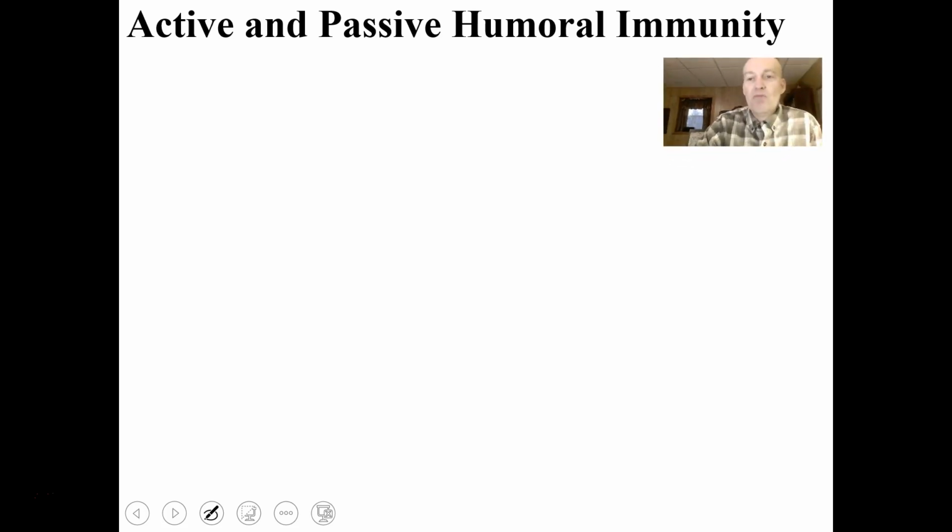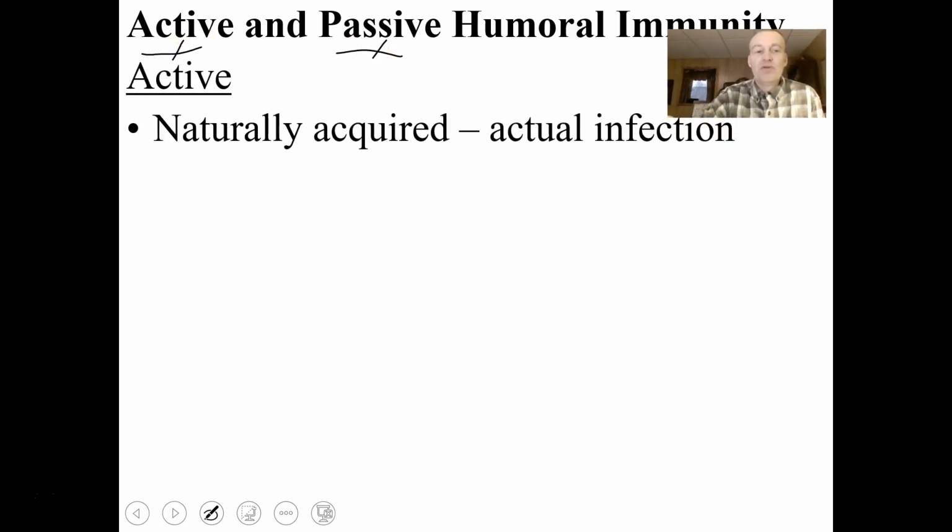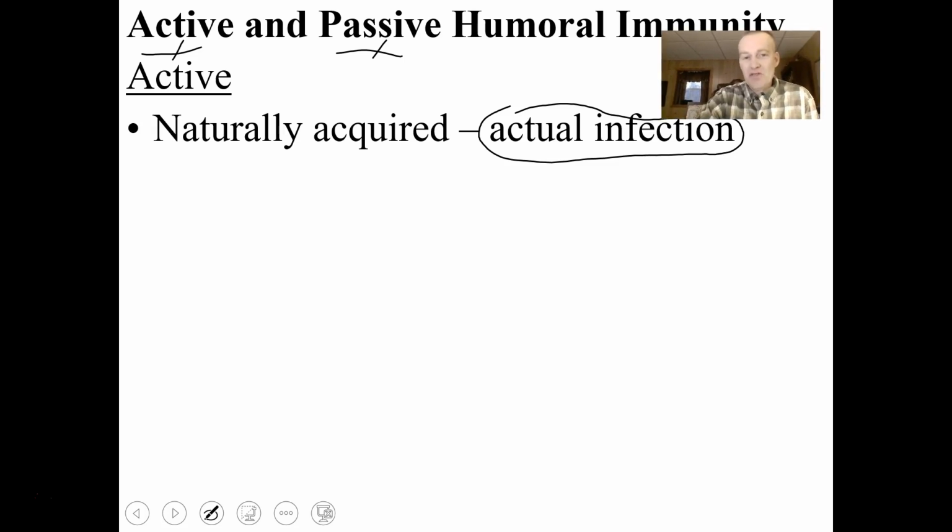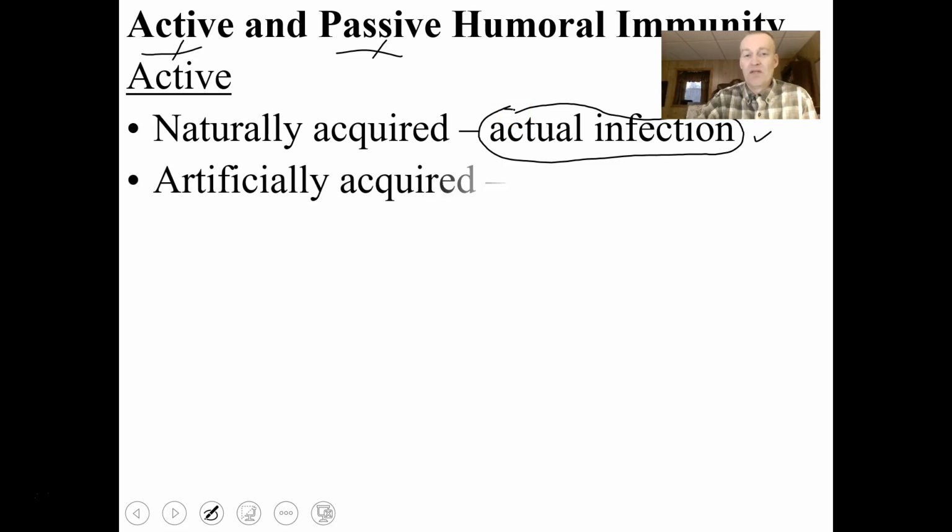So humoral immunity comes in two flavors, an active and a passive. Active humoral immunity is naturally acquired. It's where you actually acquire humoral immunity with an active infection. This is the best type of immunity that you can have. It seems like when you have had an actual infection, it stimulates the immune system really strongly, and your body really remembers when you have an actual infection.